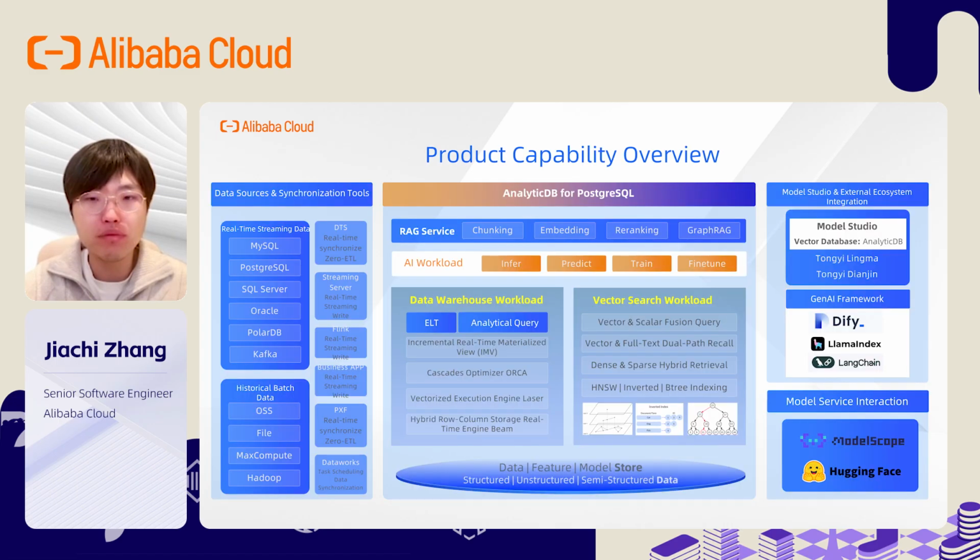This figure presents a capability overview. In addition to the traditional data warehousing capabilities, AnalyticDB offers 2 vital capabilities. The first is a robust vector database for storing and querying high-dimensional embeddings. And the second is a seamless integration with a broader Model Studio ecosystem.